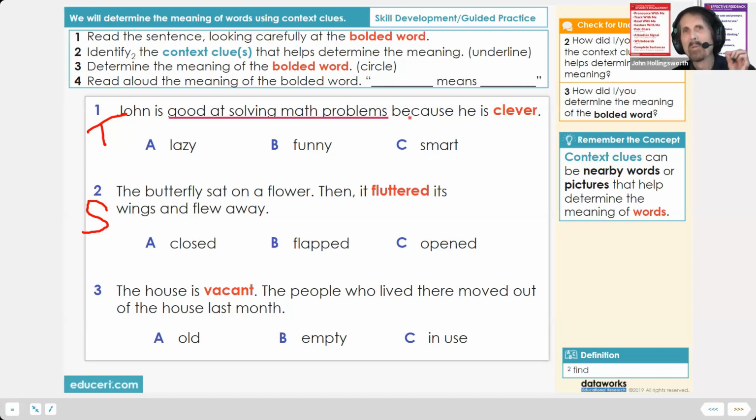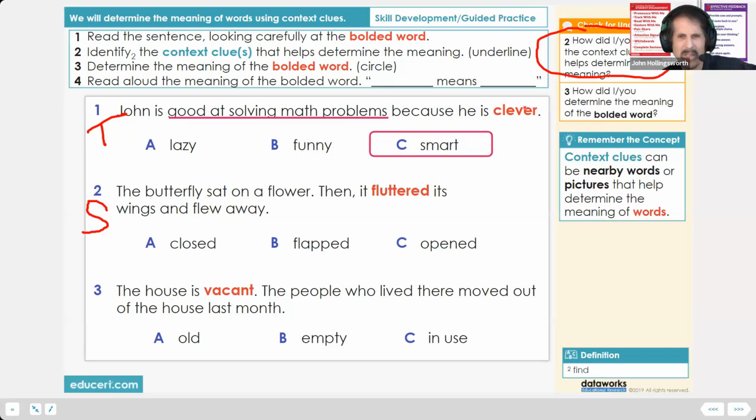Now you need to be able to model how you pick that, not just, oh, I know it means smart. "I know" doesn't count. You have to show some thinking process where you go through the words. So this would be the first one you would do for yourself. And then you should ask this question: So students, how did I determine that clever must mean smart? And how did I look at these clues?